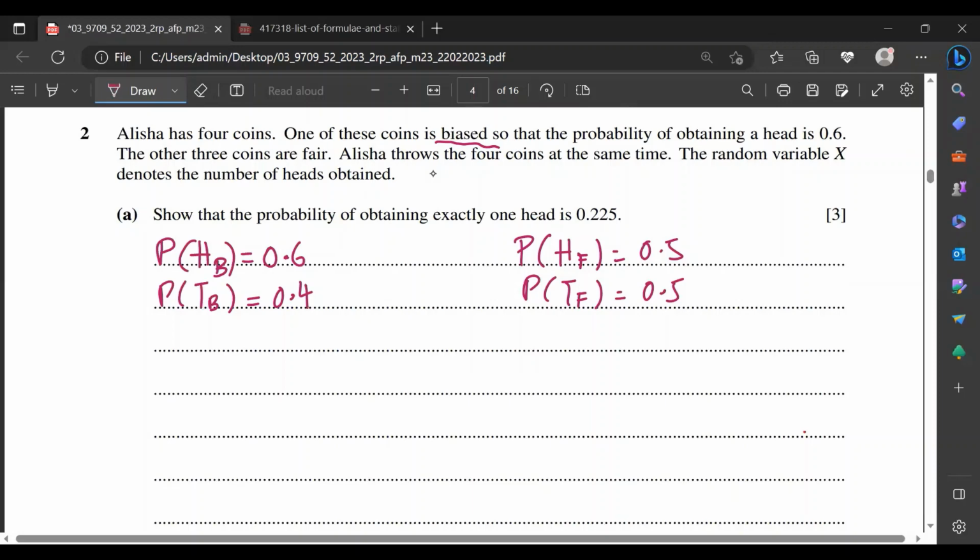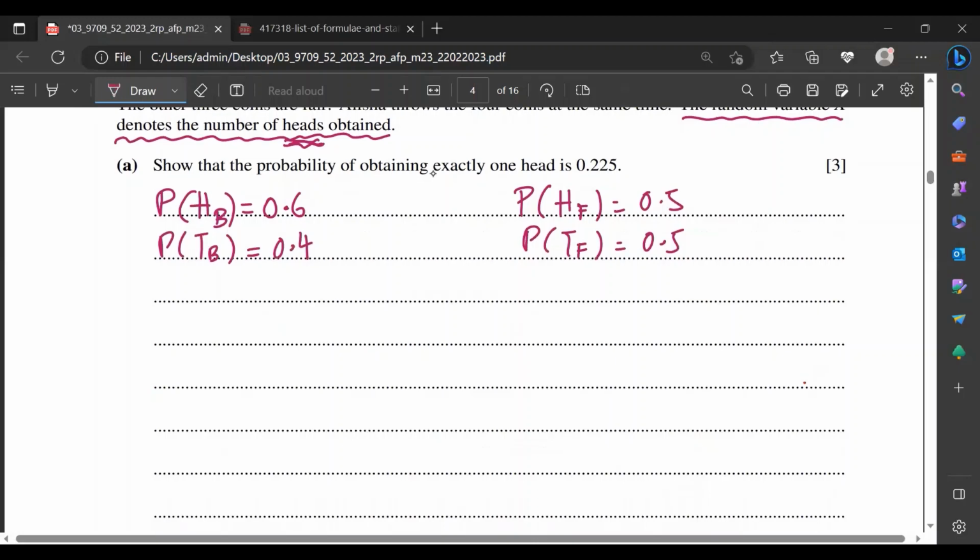Alicia throws the 4 coins at the same time. The random variable capital X denotes the number of heads obtained. Show that the probability of obtaining exactly one head is 0.225. Probability of exactly one head means probability of X equals 1. As there are 4 coins and one is biased, the other 3 are fair. So we need to identify the different possibilities. There are 2 categories, biased and fair.